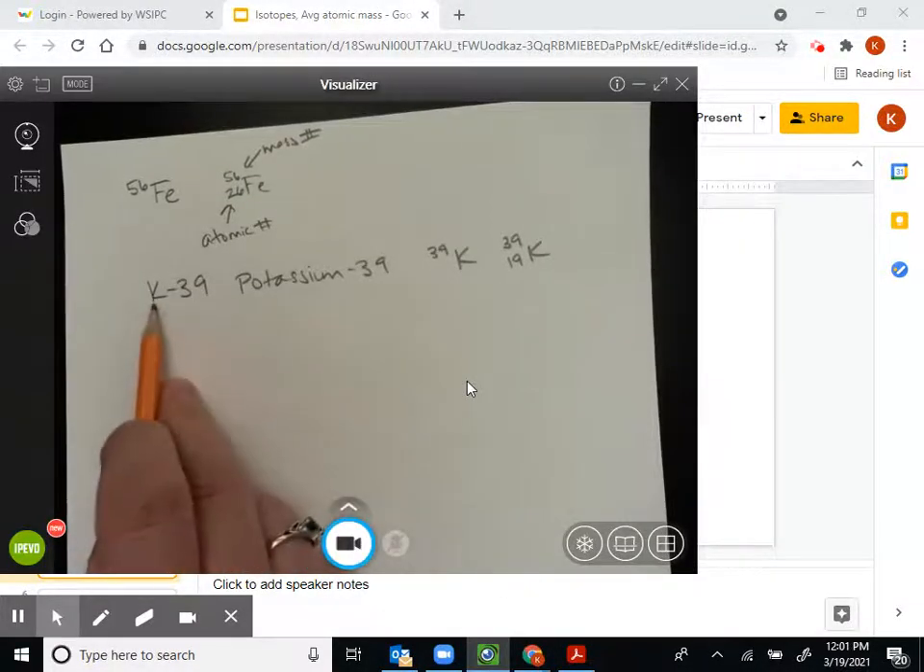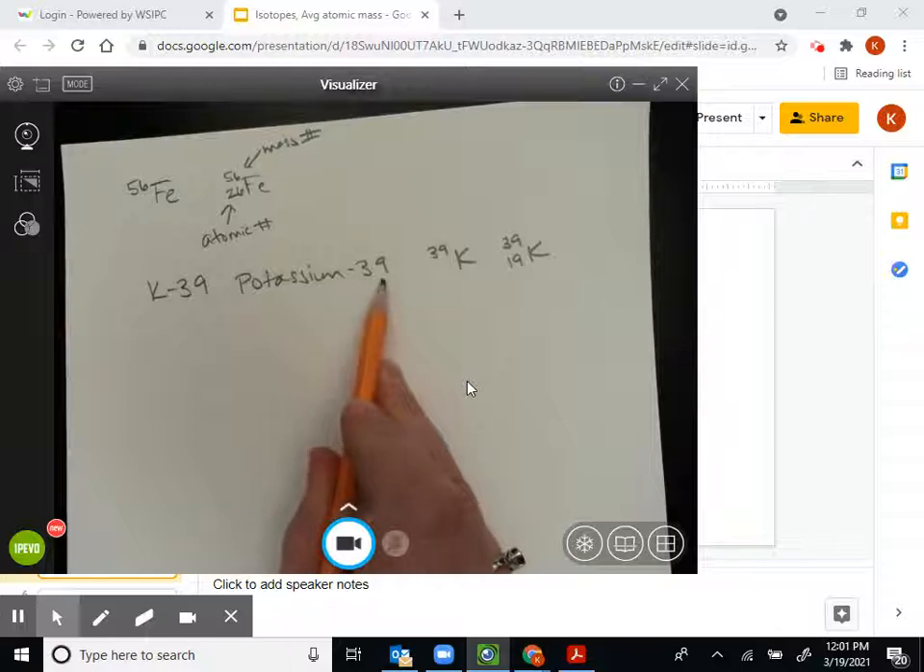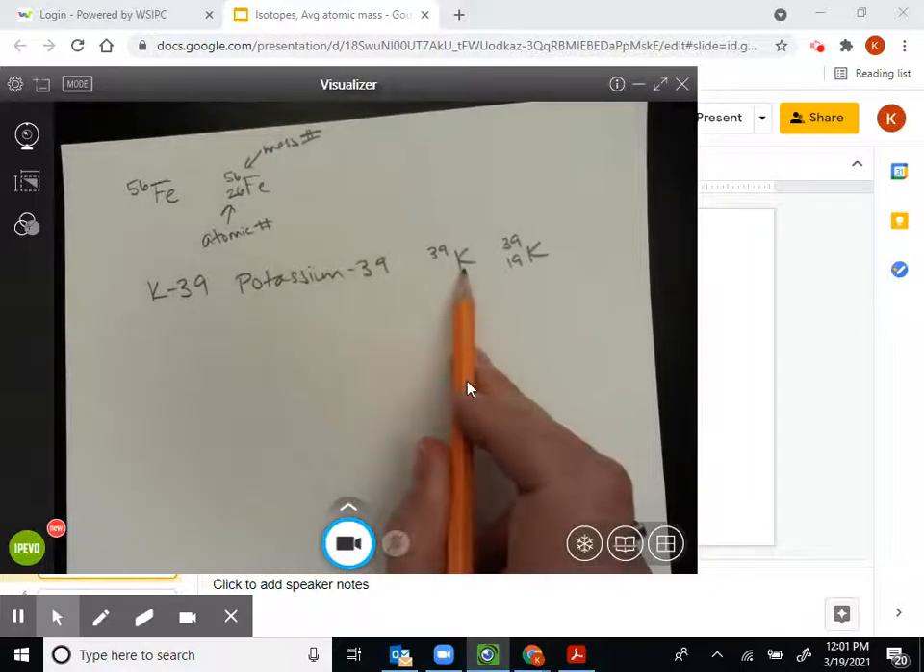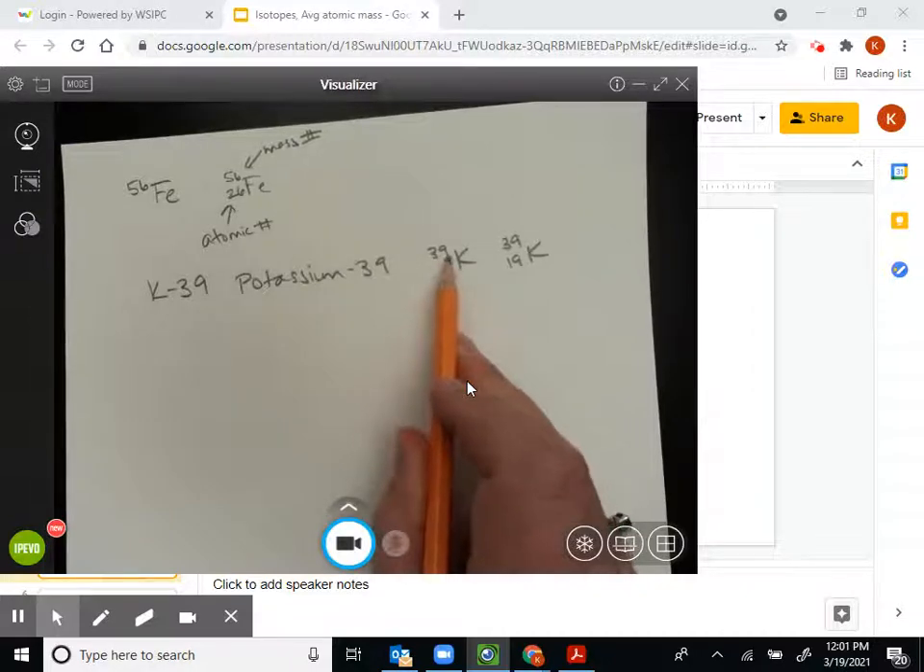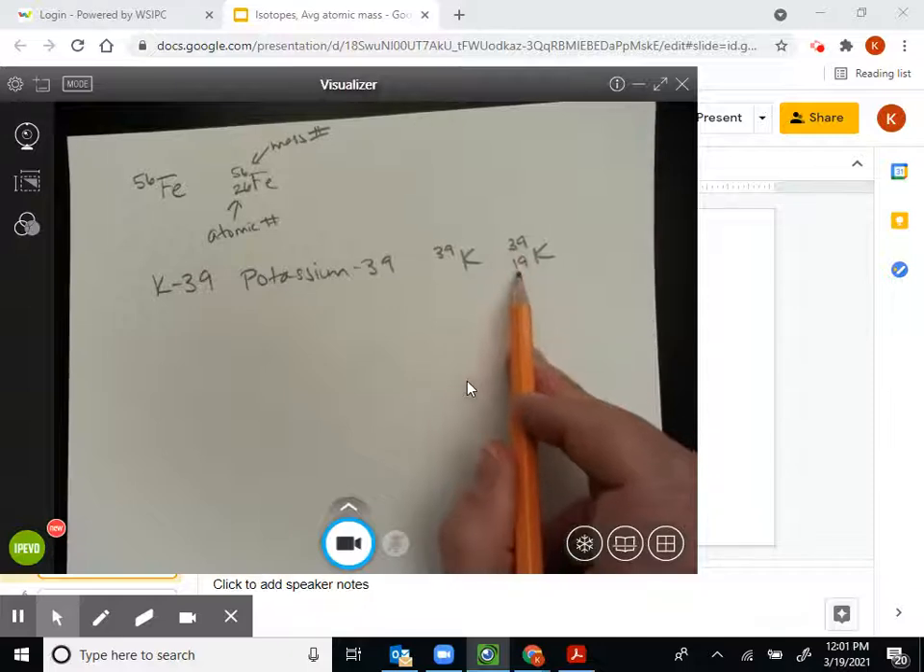And so, for instance, for potassium 39, we write K-39 or potassium-39. Or we can write the symbol for potassium, which is K, with just its mass number. Or you can put the symbol for potassium with its mass number, and you can look in the periodic table to figure out its atomic number, which is its number of protons.